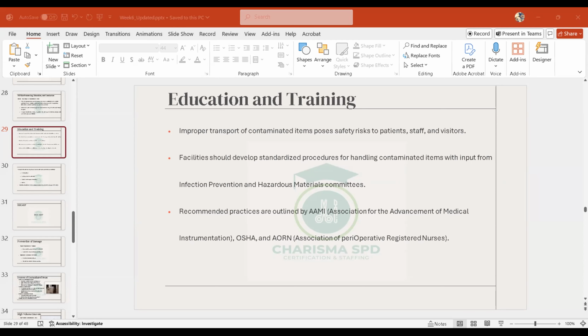OSHA is basically the Occupational Safety and Health Administration. Then we also have what? AORN. That is the Association of Perioperative Registered Nurses.